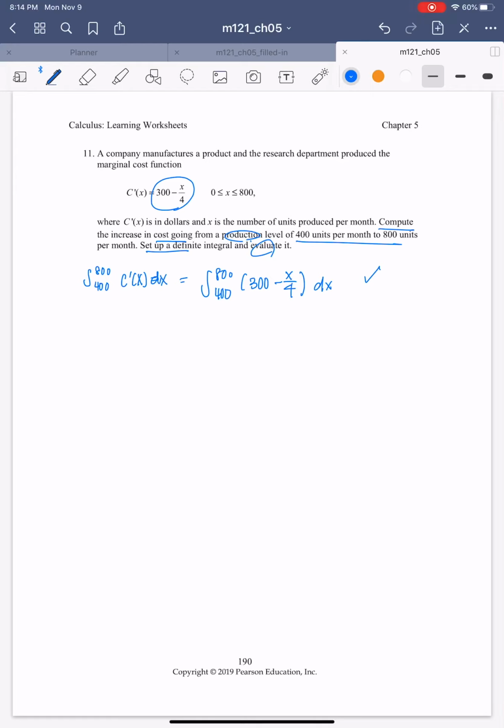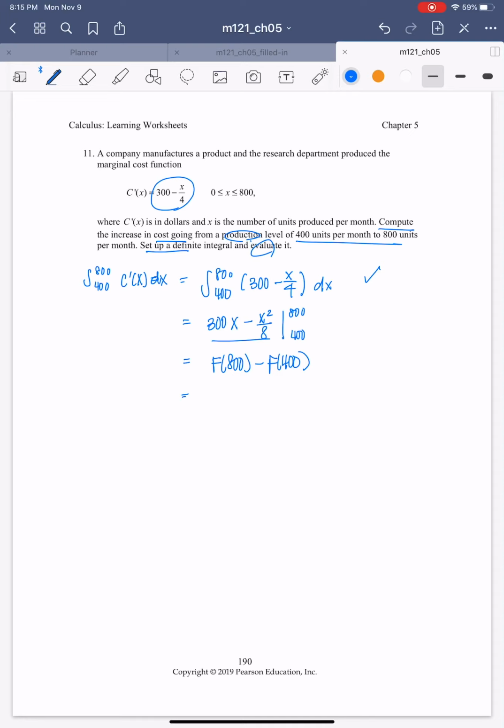All we have to do is take the integral and then use our fundamental theorem of calculus, evaluate and subtract the two values. Very easy one to integrate. So if I integrate term by term, that's a 300, which is a constant, so 300x. And then you have x squared divided by 2, so x squared over 8, going from 400 to 800. So that's your capital F. So F of 800 minus F of 400.